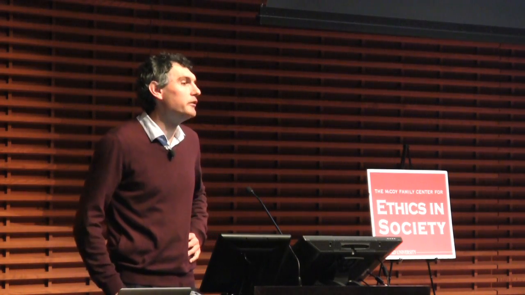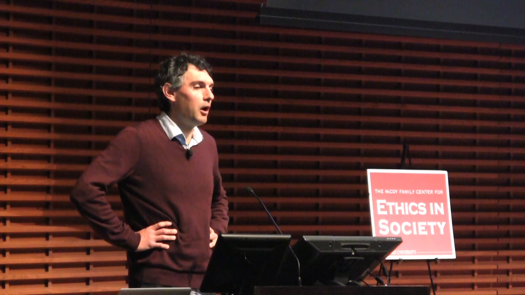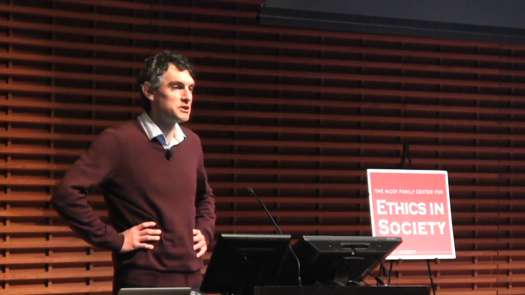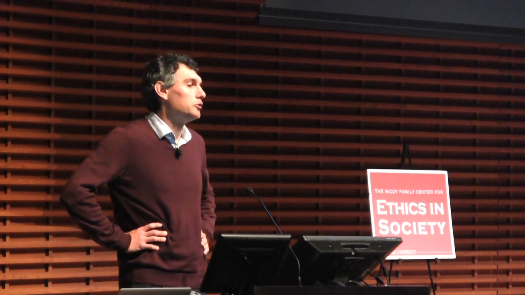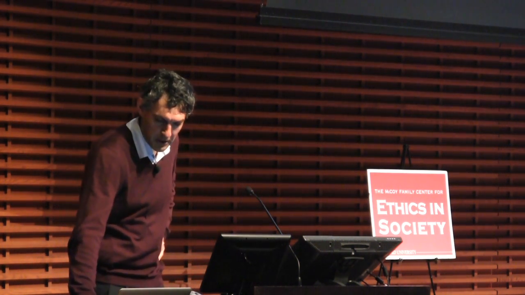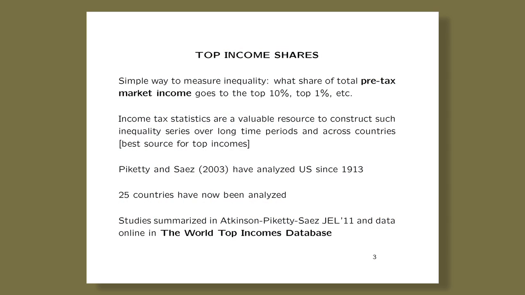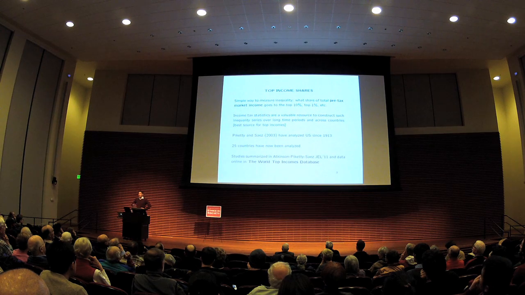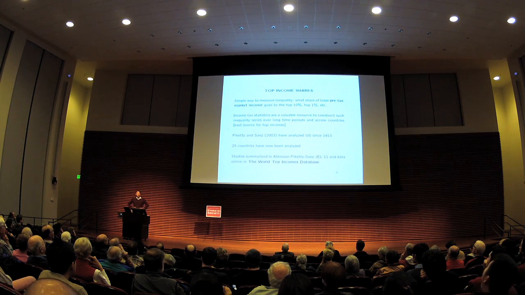So tonight I will discuss some of those aspects, focusing on the top of the income distribution. That is, looking at income concentration and looking at policies geared towards the top, that is the proper taxation of top incomes. So a simple way to measure inequality is to compute what we call top income shares, that is what share of total pre-tax market income goes to various groups in the income distribution, such as the top 10%, top 1%, etc. So the focus on pre-tax market income means that we're interested in understanding how the market distributes economic resources before the government does substantial redistribution through taxes and transfers.